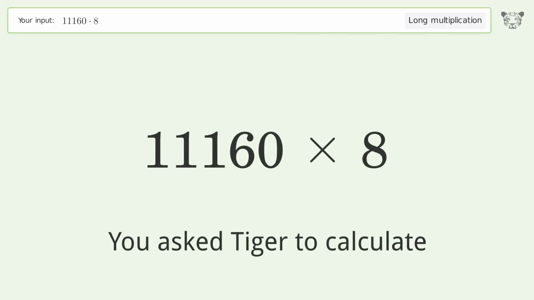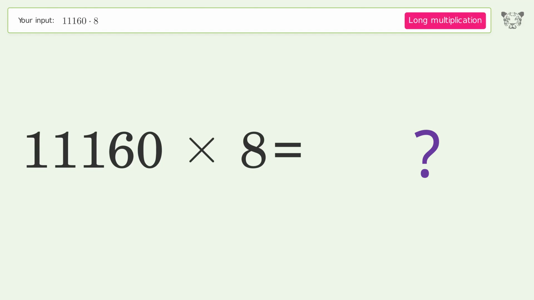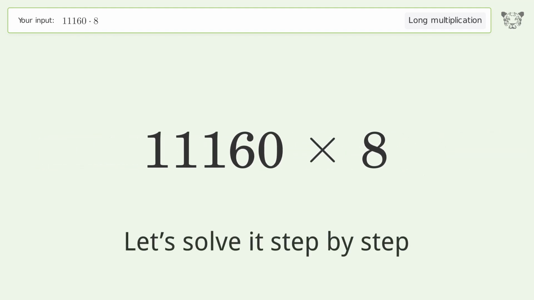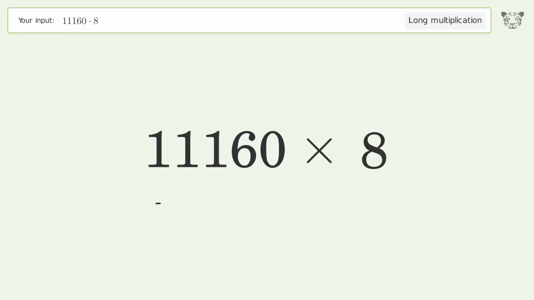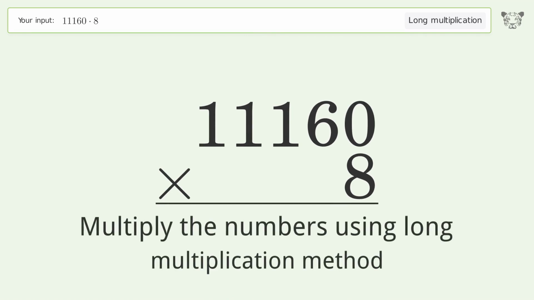You ask Tiger to calculate. This deals with long multiplication. The final result is 89,280. Let's solve it step by step. Rewrite the numbers from top to bottom a line to the right, multiply the numbers using long multiplication method.